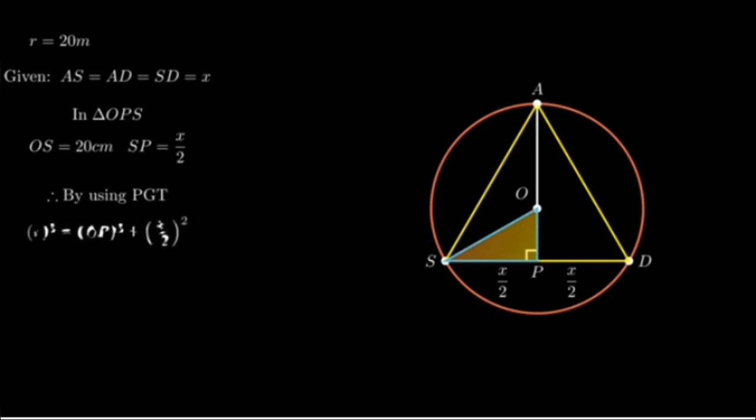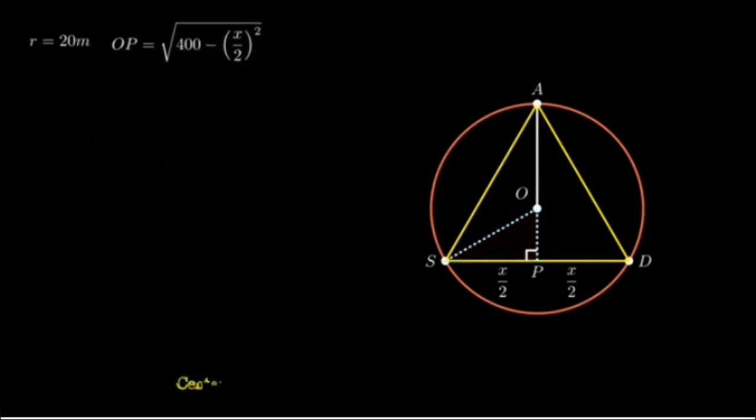On substituting the corresponding values of OS, OP and SP, the above equation becomes square of R is equal to the sum of square of OP and square of X by 2. On transposing this equation for segment OP, we get square of OP is equal to square of 20 minus square of X by 2. On simplifying, we get square of OP equals 400 minus square of X by 2, which is further simplified as OP equals the square root of 400 minus square of X by 2.